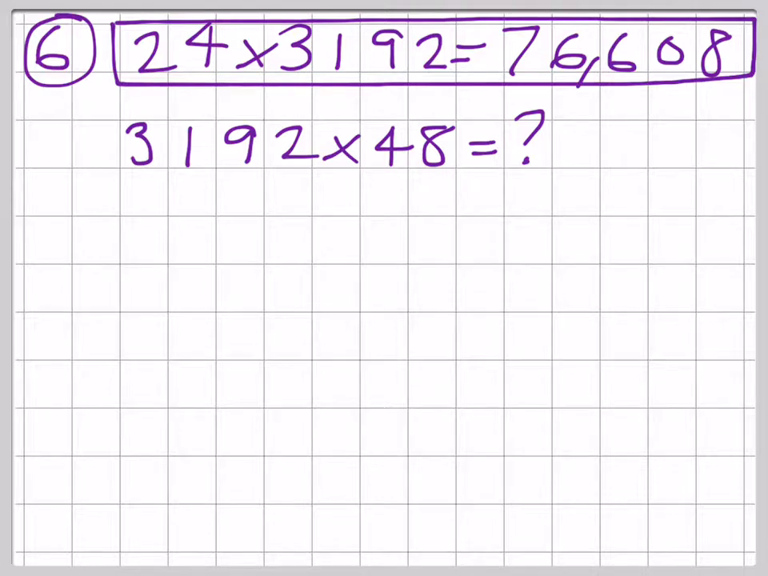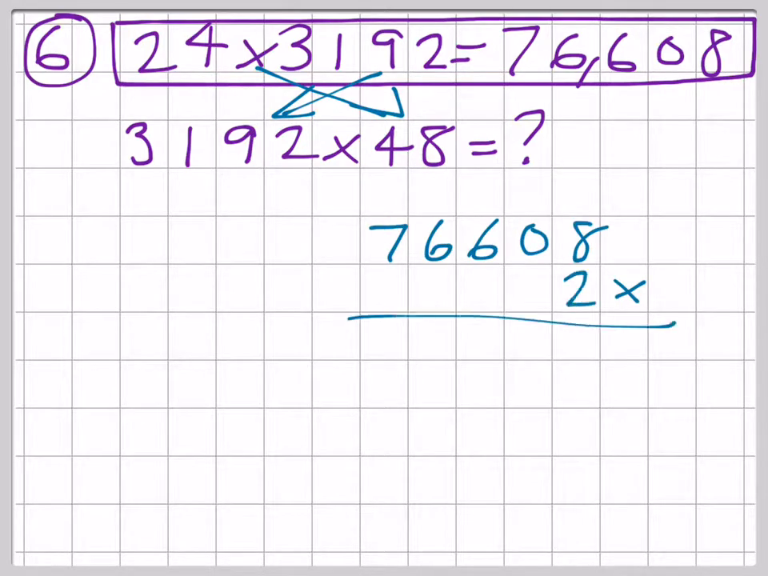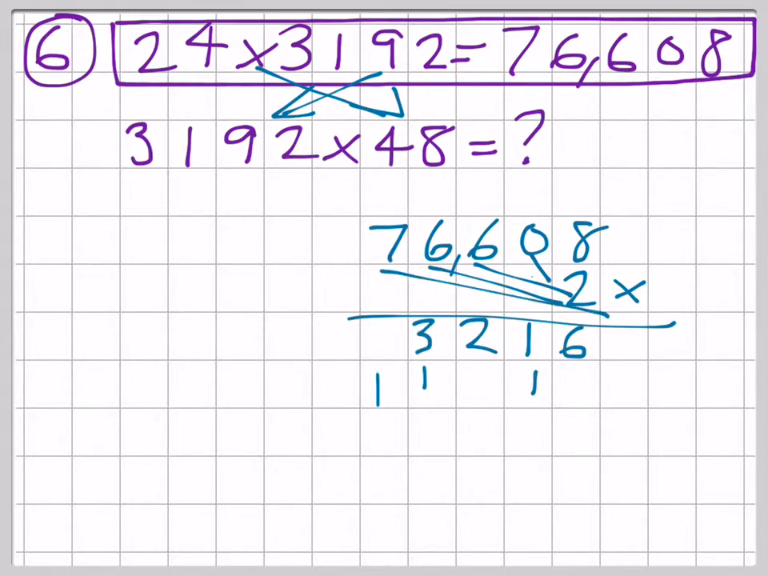Final example, 24 times 3192 is 76,608. This number has remained the same, but this number has doubled, so we need to double the answer. Let's go. Times it by 2. 8 times 2 is 16. 0 times 2 is 0. Add the 1 is 1. 6 times 2 is 12. 6 times 2 again is 12. Add the 1 is 13. And 7 times 2 is 14. Add 1 is 15. So our answer here, 153,216.